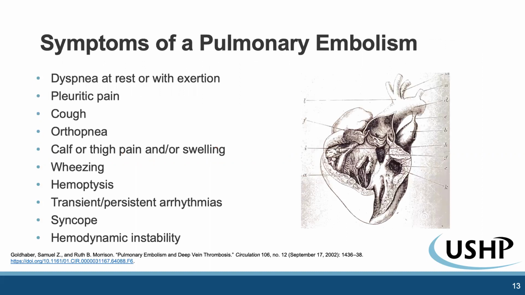When looking at the symptoms of pulmonary embolisms, a patient can present with several of the following symptoms and may include or exclude a few of them as well. Some of the ones that you can see would be pleuritic pain, cough, orthopnea, maybe some calf or thigh pain, as well as swelling, wheezing, transient and persistent arrhythmias, syncope, or hemodynamic instability, to name a few of those.